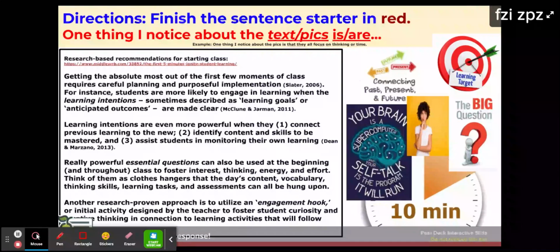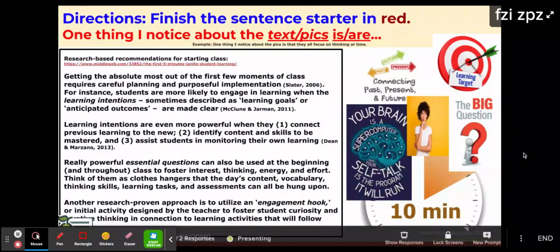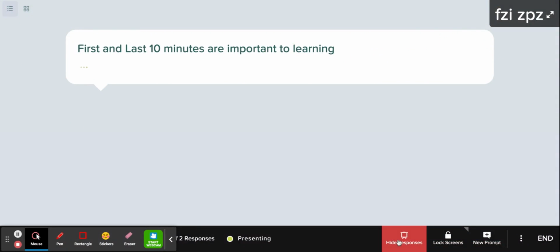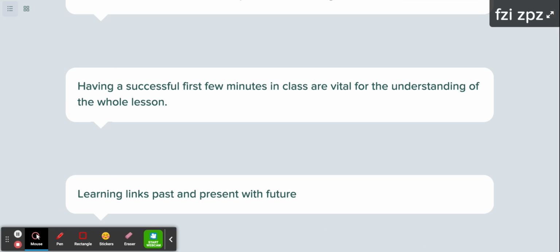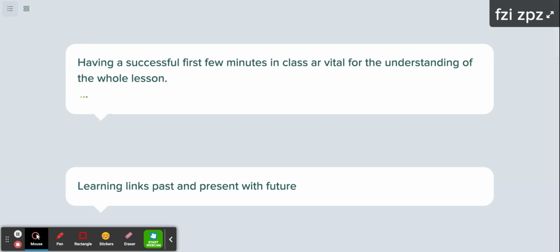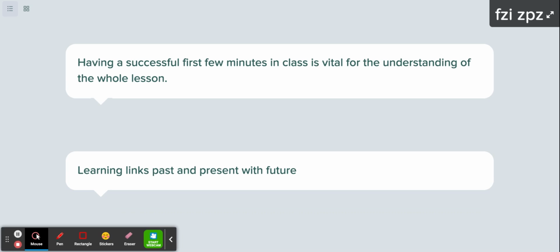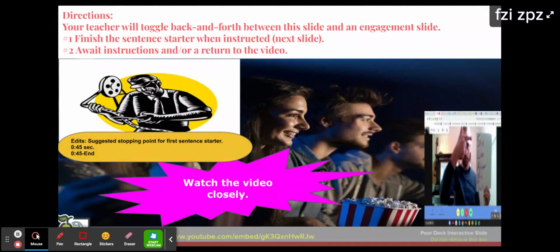Getting the absolute most of the first few minutes of class requires careful planning and purposeful implementation. For instance, students are more likely to engage in learning when the learning intentions, sometimes described as learning goals or anticipated outcomes, are made clear. All right, so having a successful first few minutes in class is vital for the understanding of the whole lesson. 100% learning links past and present with future. Great responses, guys. Great responses.